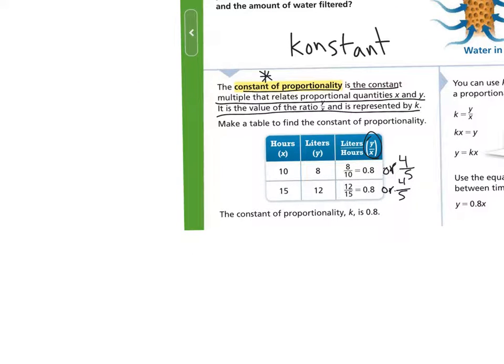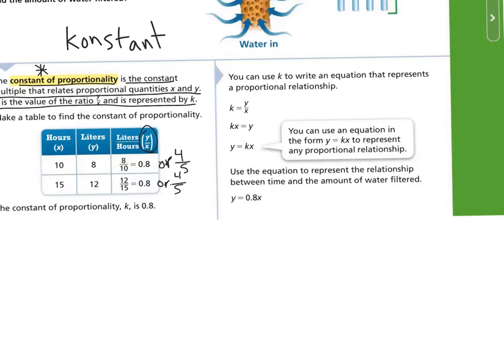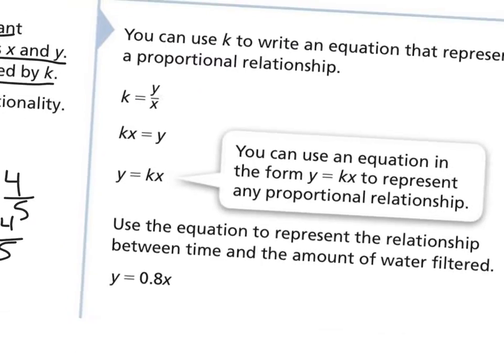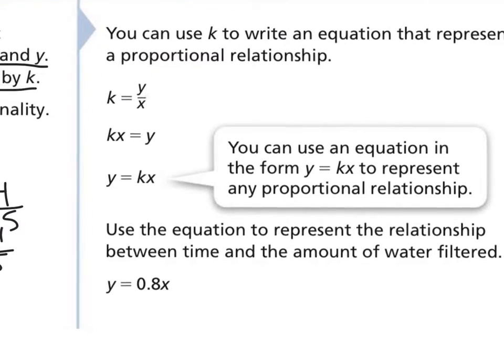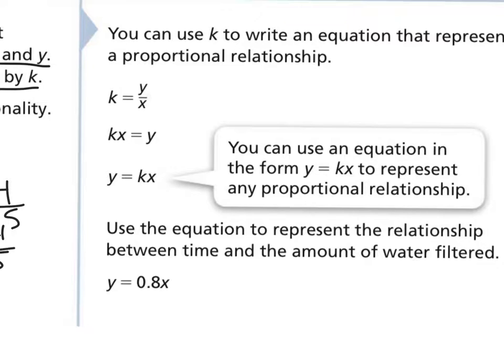So what are we going to do with that? Well, we're going to use some information here. So we said K is equal to y over x. What we're going to do is just rearrange things a little bit. So K equals y over x. We're going to solve the equation for y.